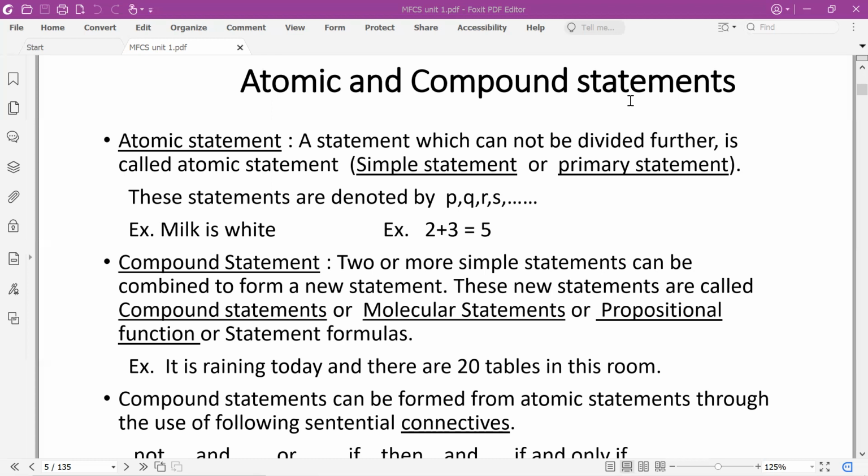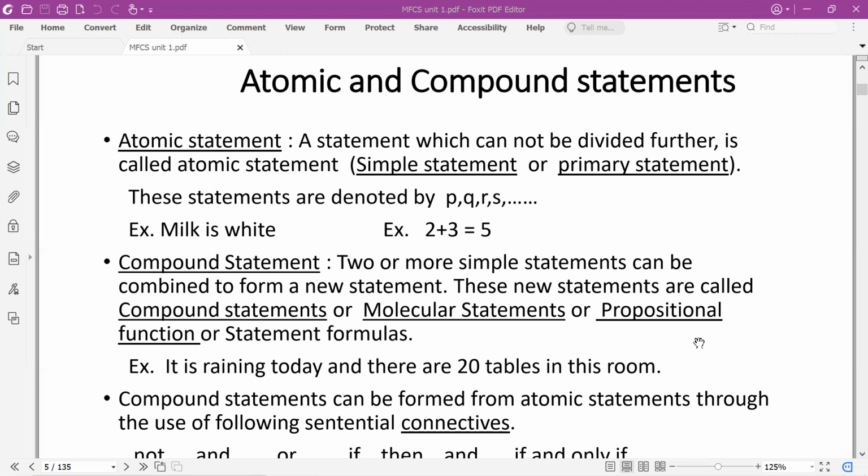Next are the compound statements. It is made by combining two or more atomic statements. So if two or more atomic statements are combined using connectives, then it forms a compound statement. So two or more simple statements can be combined to form a new statement. These new statements are called compound statements or molecular statements.